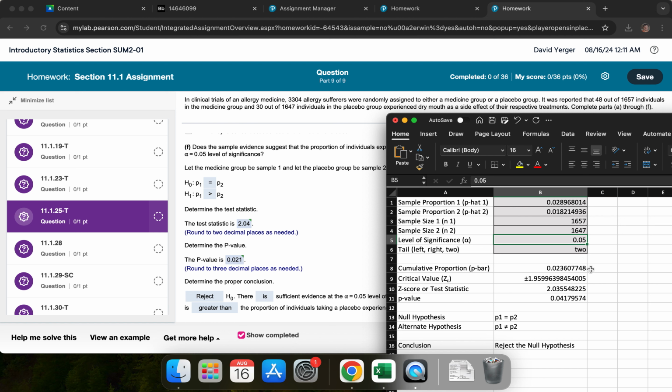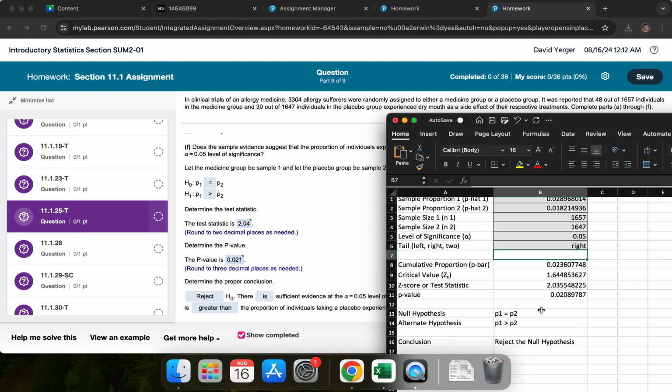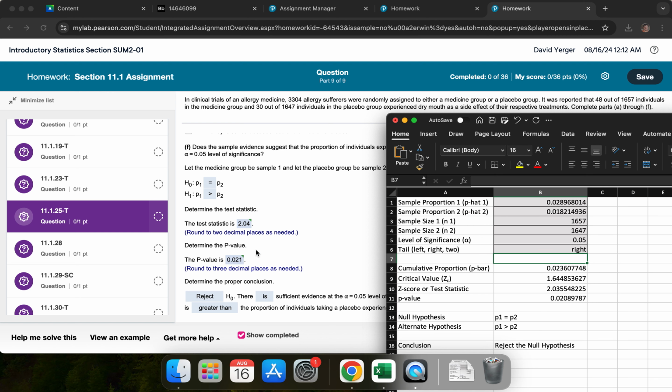We're using 5% level of significance. That's good. It's not two-tailed, it's right-tailed, so type the word right in there. And now we can read this information from here. So the test statistic here, 2.0355, so round that to 2.04. The p-value here, 0.021, rounding that as well.